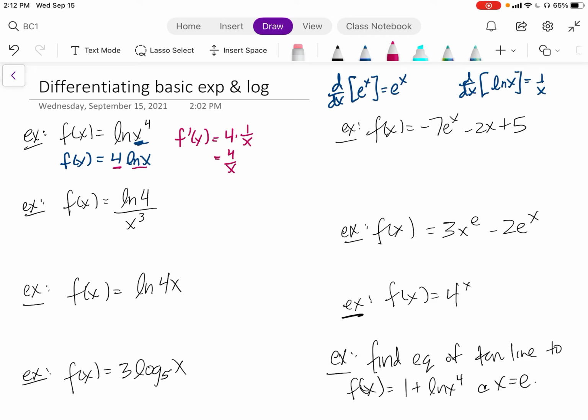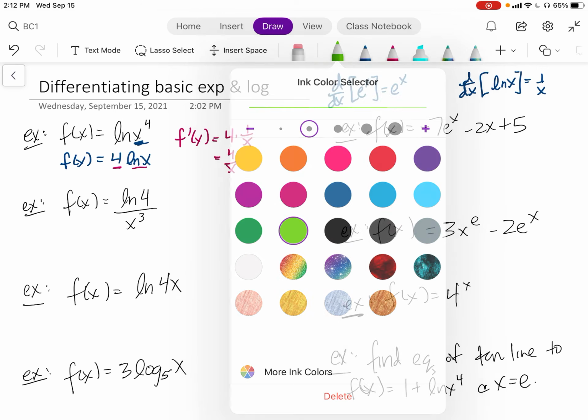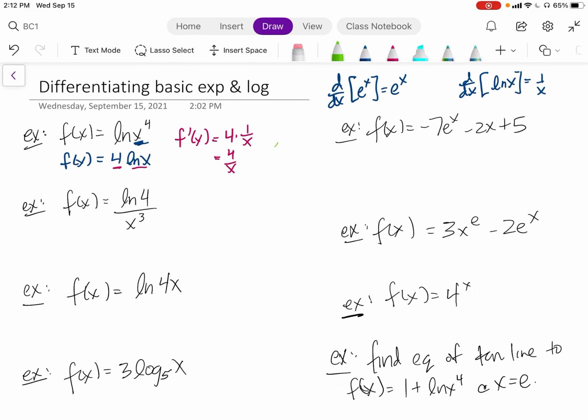One key thing I do want to point out before we move forward is, let me go ahead and get a different color here. This is not the same as this, by the way. Our original f of x is not ln x in parentheses to the fourth. That derivative would be different. This is a natural log of, like this, x to the fourth. Alrighty.